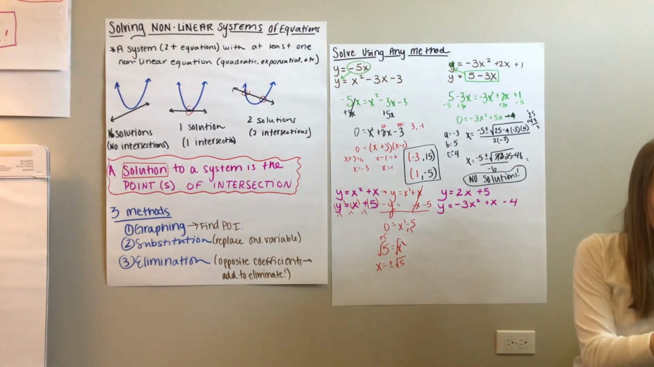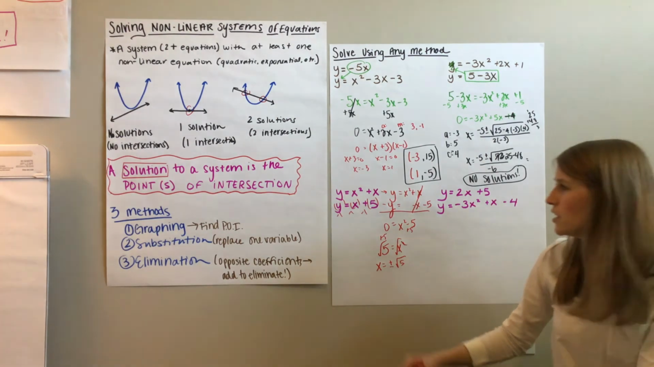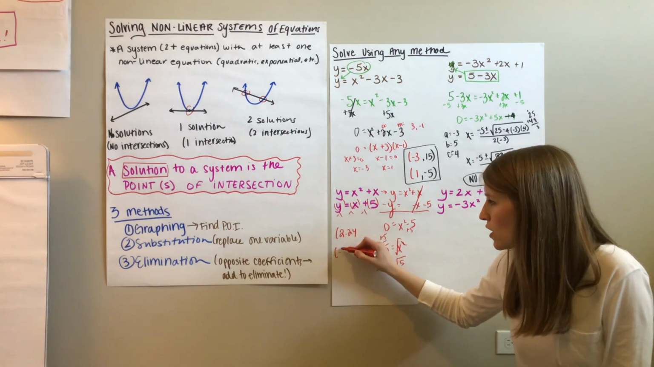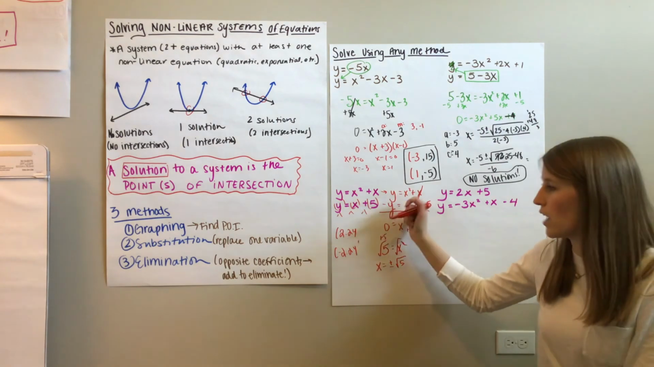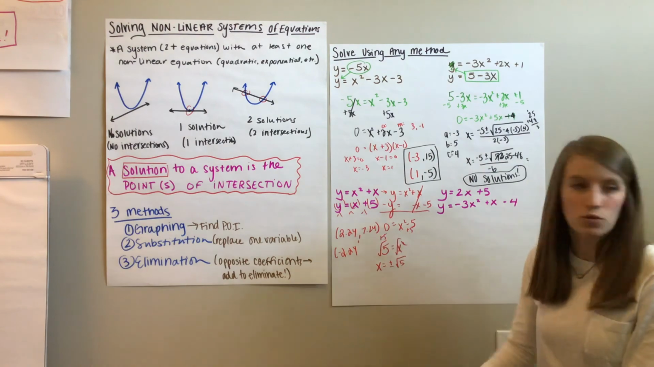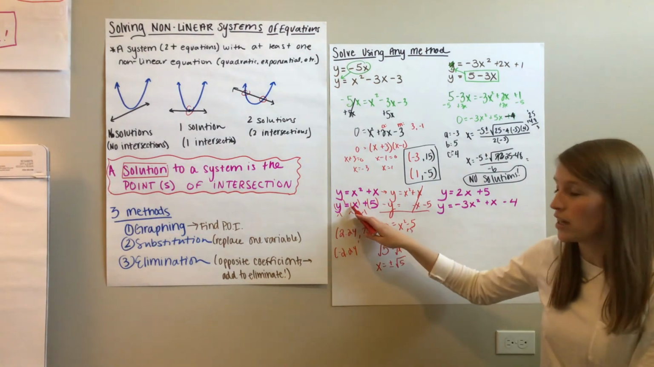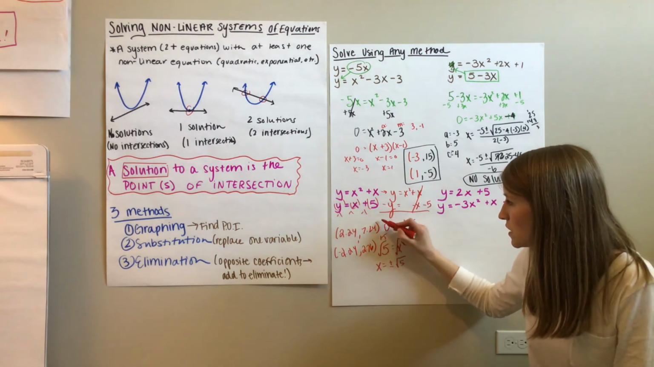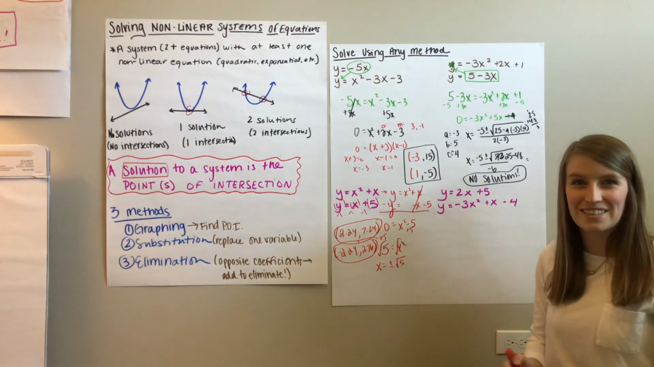The square root of 5 is about 2.24. So I've got my x coordinate could be 2.24 or negative 2.24. If it's 2.24, add 5, you get 7.24 as one of your coordinates. So 2.24 comma 7.24. If it's negative 2.24, negative 2.24 plus 5 is about 2.76. So there are your two answers.